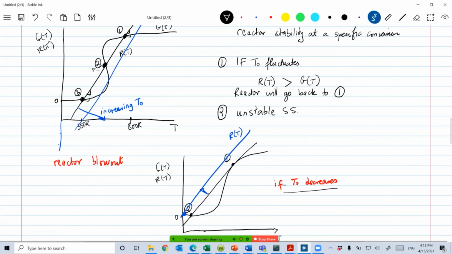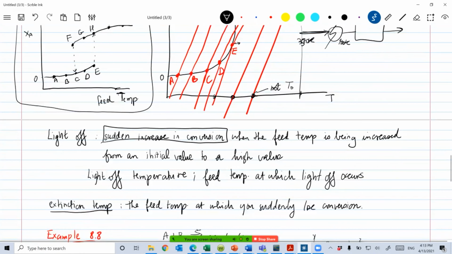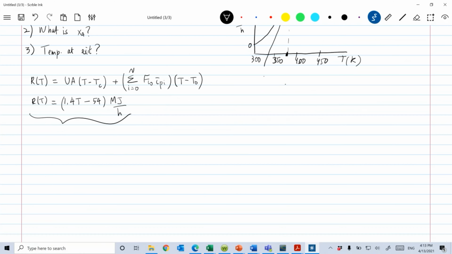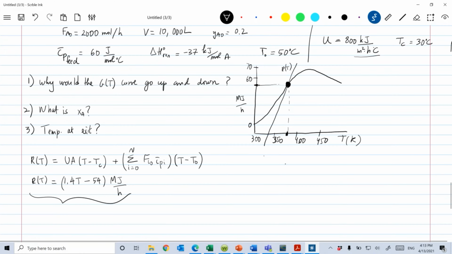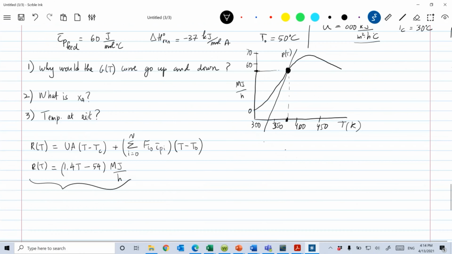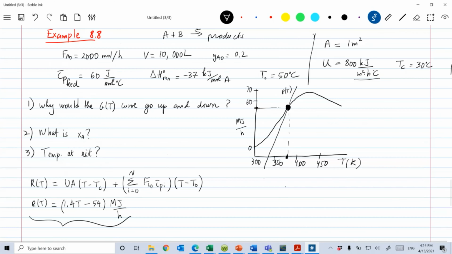Okay, so that's the process. And I'm going to give two problems this afternoon for homework after class. They are similar to this in some ways. This is quite easy, but unless you have to use Excel to draw the G of T curve, it's really not that much more complicated.